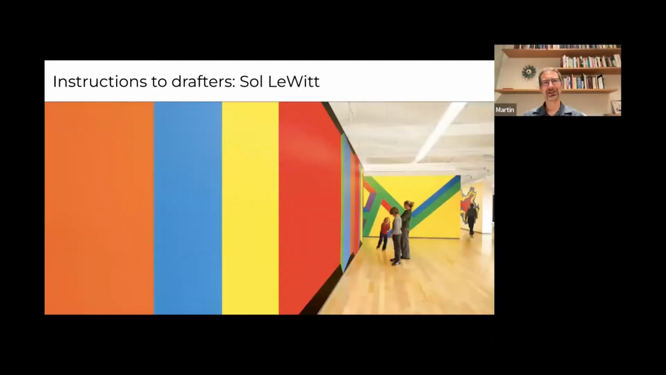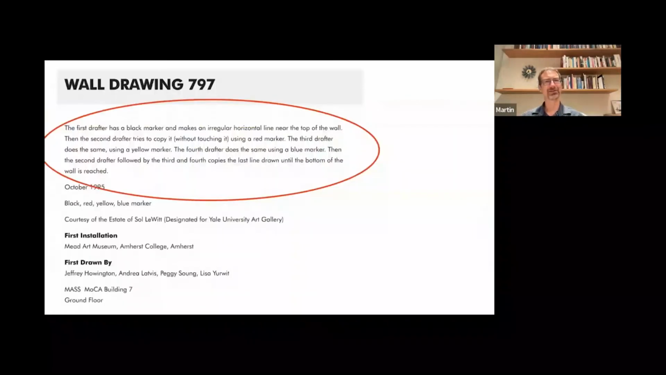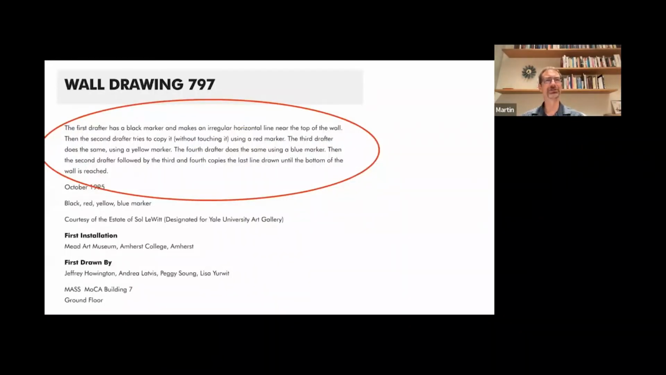Next slide. For example, LeWitt, a famous artist who would create beautiful works like this. This is sort of a wall painting. And what he would do is he wouldn't necessarily paint things himself or draw things himself, but he would create instruction sets. Next slide. So for example, this is LeWitt's wall drawing 797. And it's essentially almost like a computer program, but it's aimed at human drafters.